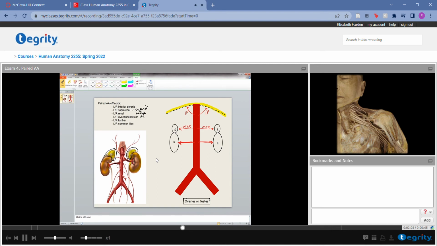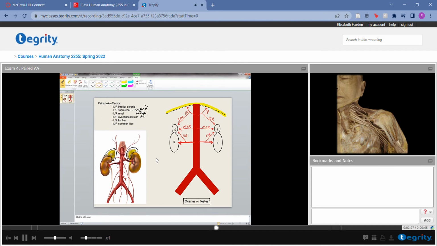The superior suprarenals, left and right, actually come off of my inferior phrenic. So we'll call that my superior suprarenal over there, and there's my superior suprarenal over here. And then of course the inferior suprarenals are going to arise from my kidneys. So there's my right inferior suprarenal, and they're not going to arise from the kidneys, excuse me, they're going to arise from the renal arteries, and there is my inferior suprarenal on the left side.